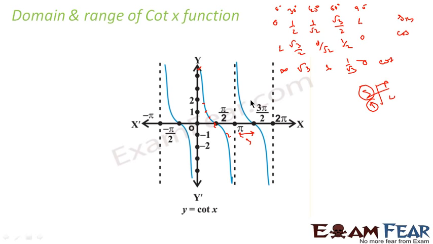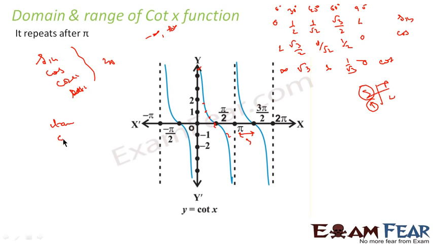Once we have got the graph like this, we observe that this repeats after every pi. The maximum and minimum value is minus infinity to plus infinity. Till now we have seen that sine, cos, cosec and sec, that is opposite of sine and cos, these repeat after 2 pi, and tan and cot repeat after pi. So please note, sine, cos, cosec and sec repeat after 2 pi, and tan and cot repeat after pi.